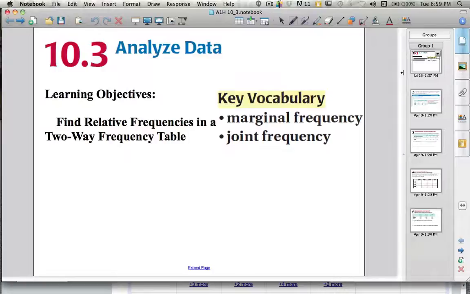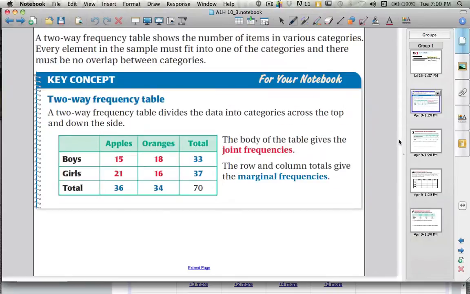In section 10.3, we're going to start into some rudimentary data analysis. And we're going to work with how to find relative frequencies in a two-way frequency table. So we're going to talk about marginal frequency and joint frequency. And let's take a look at what a frequency table looks like.